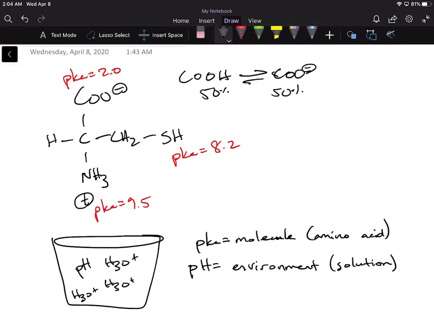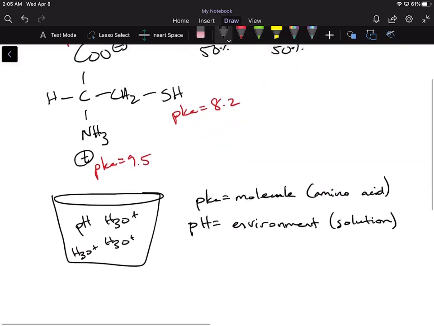Okay, and again, the same thing would happen if you then switch the pH to 9.5. That would equal the pKa of the amino group, and you get a 50-50 mix of the NH3 plus to the NH2. But okay, so pKa is the molecule, pH is the environment. So now let's see if we can use this idea to say, if I'm at a specific pH, how do I know if my amino acid will be protonated or deprotonated?